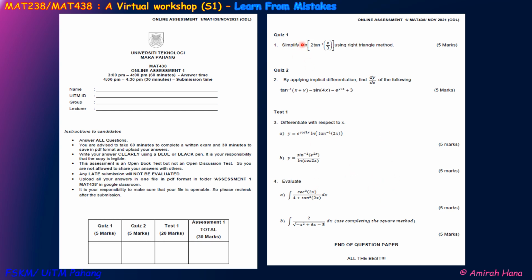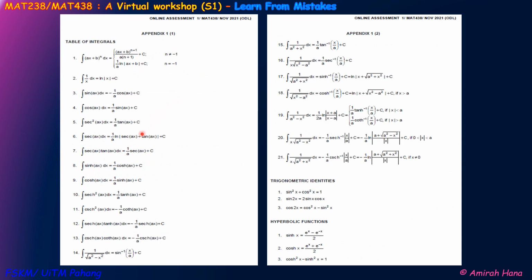Okay, the question paper consists of quiz 1, 5 marks. Quiz 2, 5 marks. And then we have test 1, 20 marks. Okay, 5 marks times 4 equals to 20 marks. And then the total marks for assessment 1 equals to 30 marks. Right?